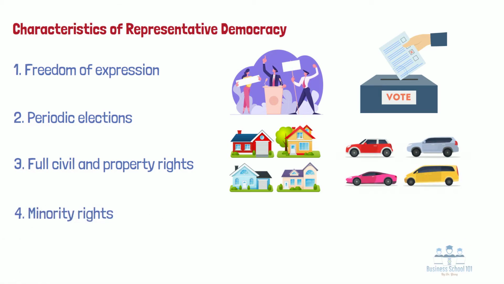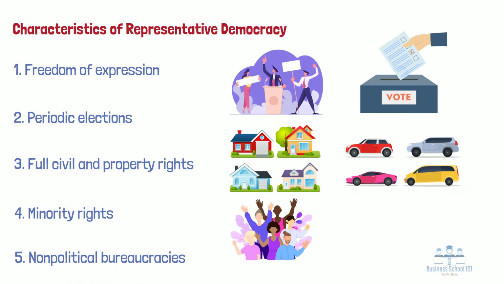Fourth, minority rights. In theory, democracies try to preserve peaceful coexistence among groups of people with diverse cultural, ethnic, and racial backgrounds. Ideally, the same privileges extend equally to each group regardless of its numbers of members. Last, non-political bureaucracies. Bureaucracy is a part of the government that enacts the rules and laws passed by elected representatives. Bureaucrats must implement decisions according to the views of the people's representatives, regardless of their own party affiliations.